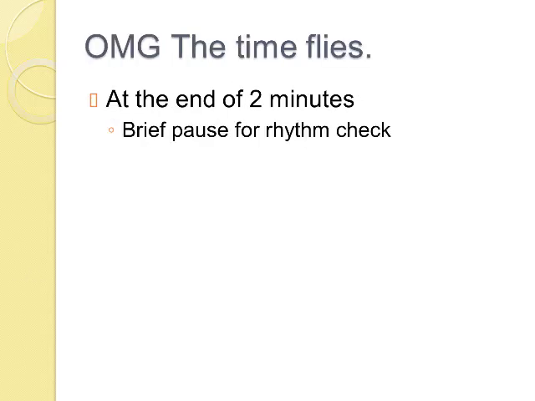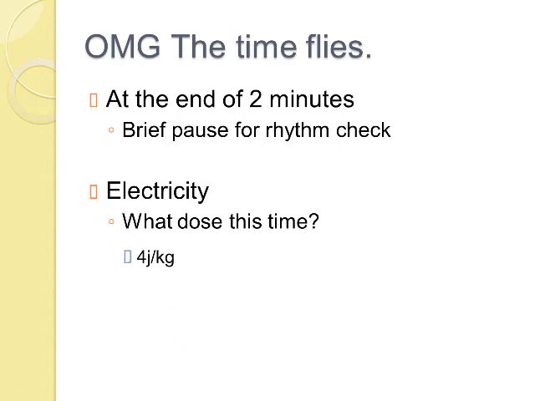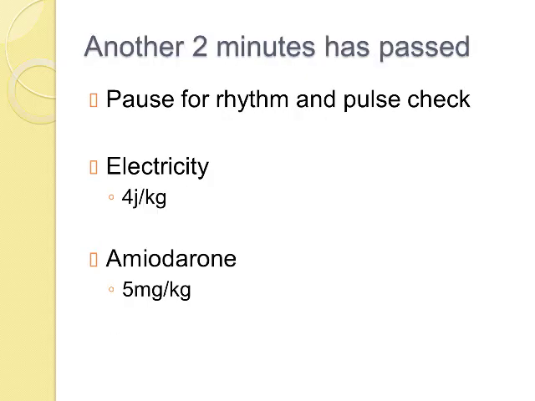So that 2 minutes is gone. We do a rhythm check. It's the same. Electricity this time is going to be 4 joules per kilogram on the second dose. Starting compressions, and epinephrine is given now. So another 2 minutes goes by. We reassess. We have a rhythm of still VFib, no pulse. Electricity now is 4 joules per kilogram, and we consider amiodarone at 5 milligrams per kilogram.